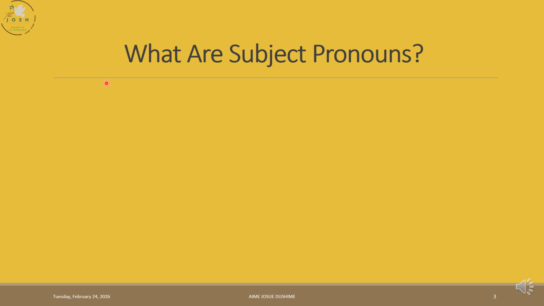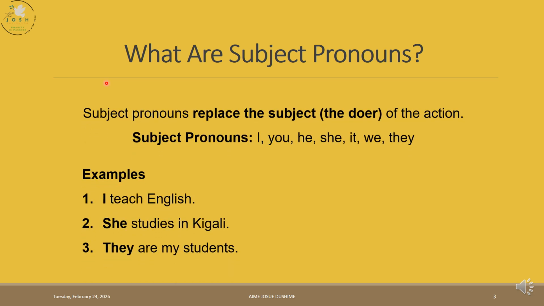What is a subject pronoun? A subject pronoun replaces the subject. When I say the subject, it means the doer of an action. So subject pronouns are those words we can use when we replace the doer of the action. Who is doing the action? Instead of saying their names or any other identification item, we use a subject pronoun. When I say subject pronoun, it means I, you, he, she, it, we, you plural, and they.